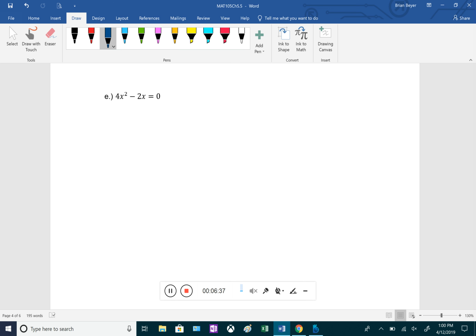And the next one, we have 4x squared minus 2x equals 0. So it's already set equal to 0, so we are good. So this time we don't have that constant term, right? We only have an x squared term and an x term. So try doing a GCF first here. There is a GCF of 2x, so we're going to factor that out. And we're going to be left with 2x minus 1 after we divide out that GCF. So now we have 2x times 2x minus 1 equals 0.